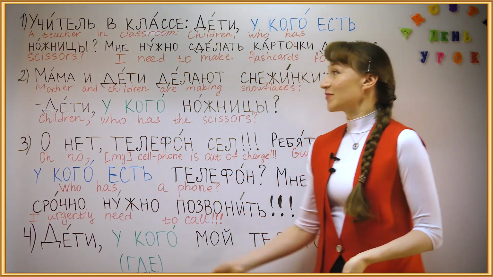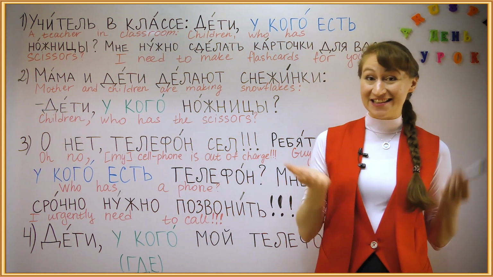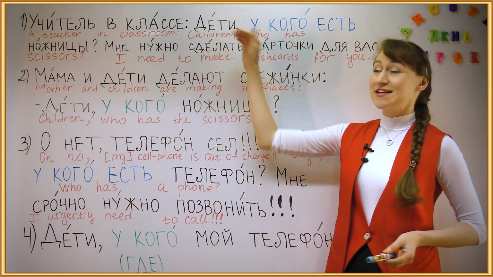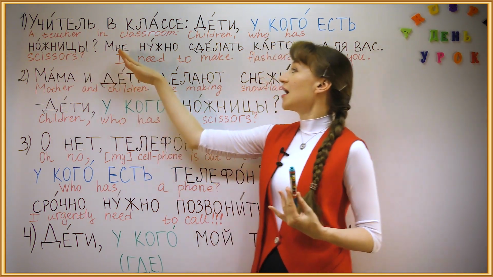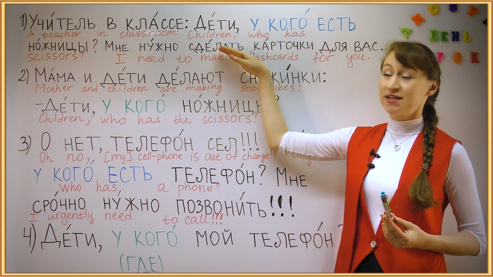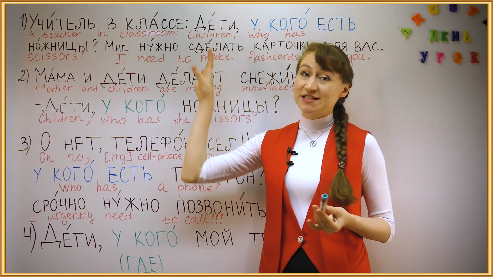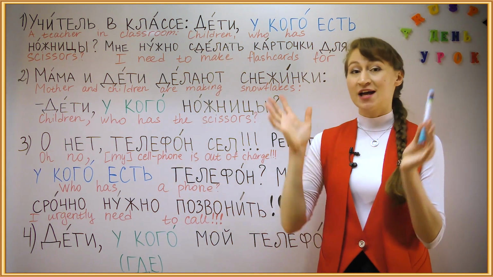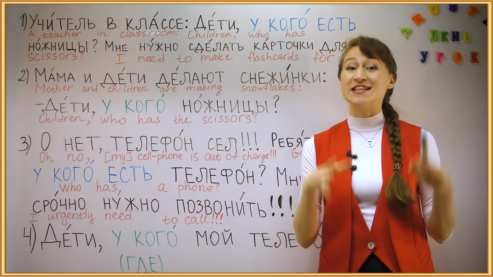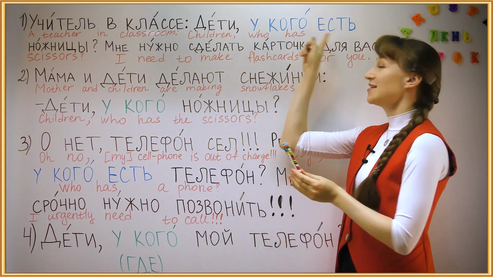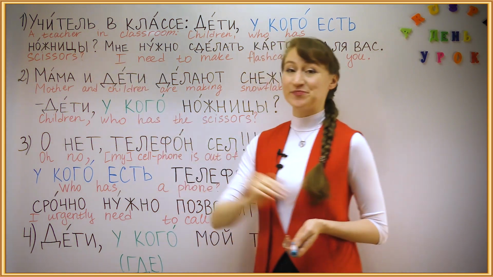Imagine a situation. Учитель в классе. Она говорит, she's saying, дети, у кого есть ножницы? Мне нужно сделать карточки для вас. In this context, she doesn't know who has scissors among the children. So, she doesn't know whether the scissors exist. And she uses есть. У кого есть ножницы?